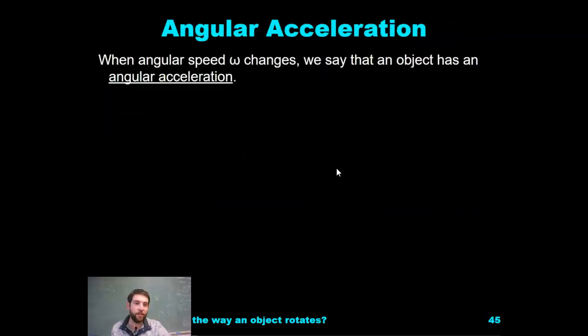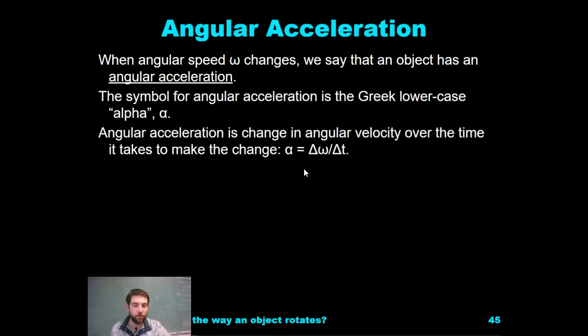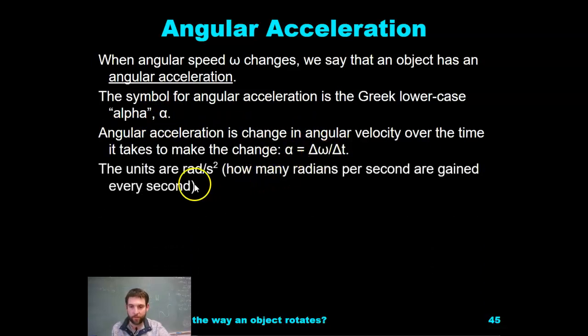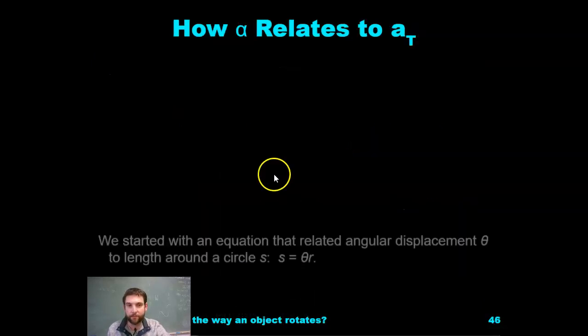When angular speed omega changes, we say that an object has angular acceleration. The symbol is lowercase Greek letter alpha, right there. Angular acceleration is the change in angular velocity over the change in time. Not angular time, it's just time. The units are rads per second squared, which is just how many radians per second are gained every second. This is exactly like linear acceleration, which is the change in velocity over the change in time. Meters per second squared tells us how many meters per second of velocity are gained every second.